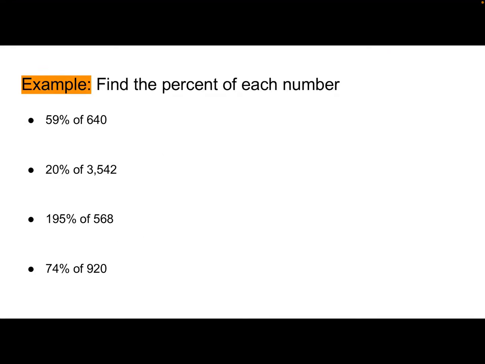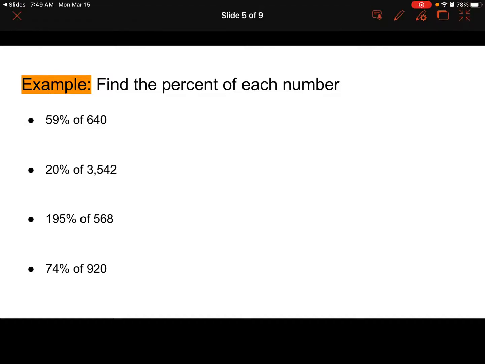All right, now let's get into some new problems that we probably haven't seen before. We want to find the percent of each number. So for starters, we want to find 59% of 640. Well, the way we want to do this is we want to convert our percent to a decimal. So 59% will become 0.59. Remember, we were able to do that by moving our decimal place over 2 units to the left. We got 0.59, and now we need to multiply that by 640.